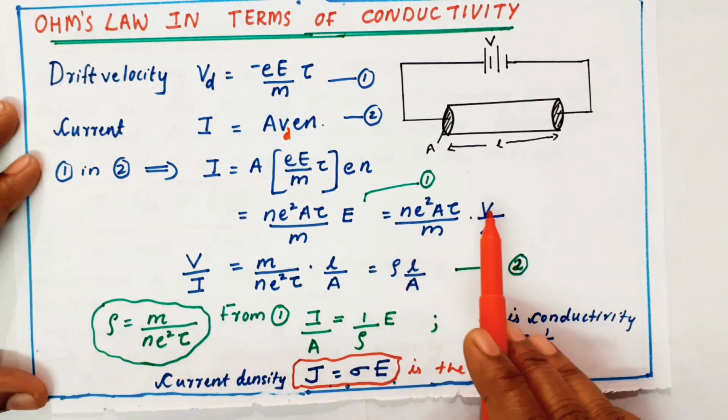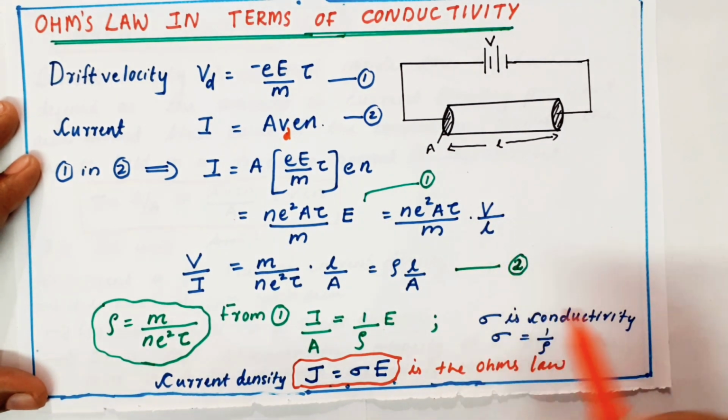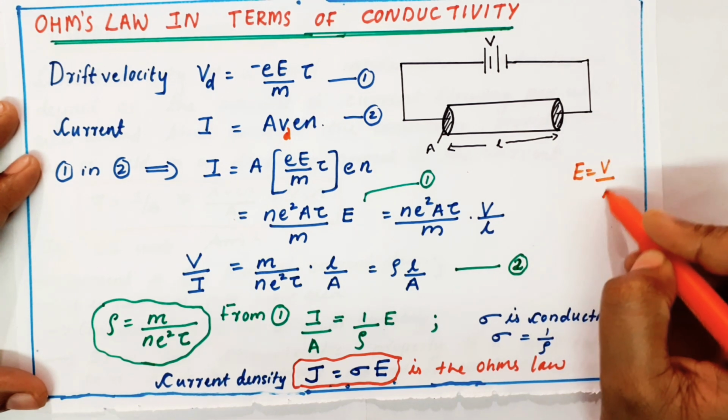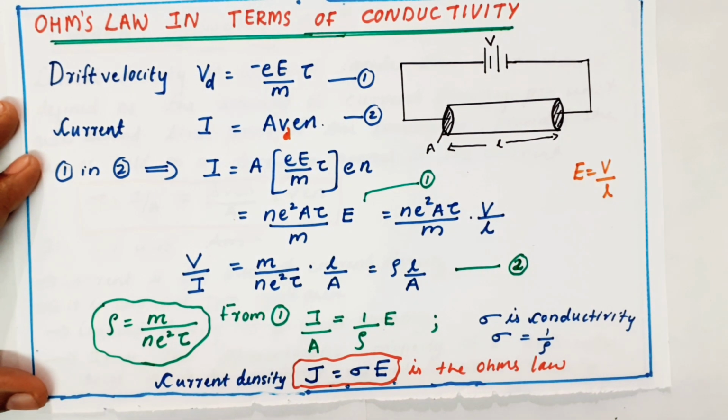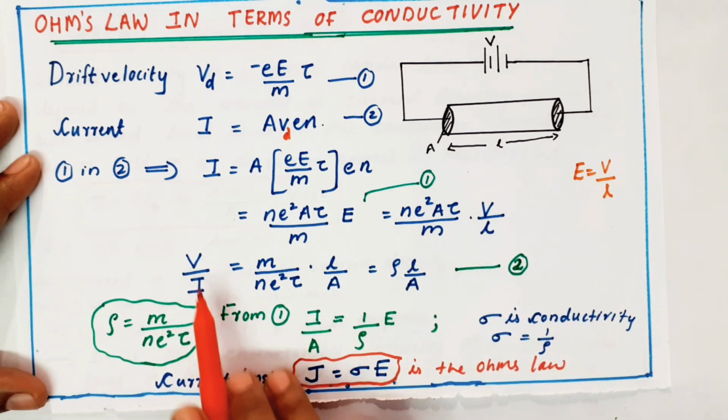E is V by L, because electric field we can write in terms of potential, that is V by L. If you arrange this equation, I will get V by I. What is V by I?